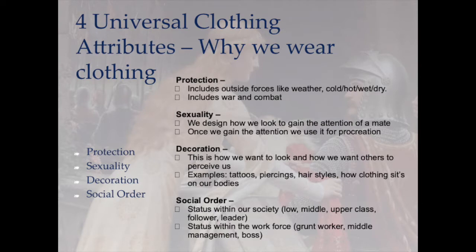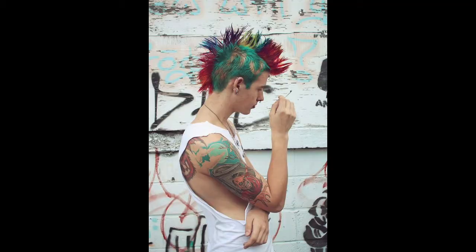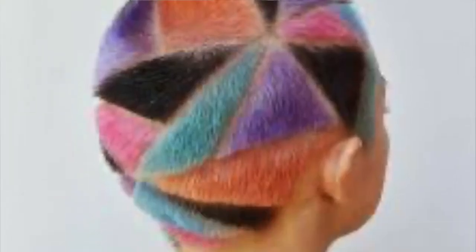Decoration. This is how we want to look and how we want others to perceive us. Examples of this are tattoos, piercings, hairstyles, and how clothing sits on our body. I sometimes have weird colors in my hair. I have lots of piercings, and I have some tattoos. Those types of looks that you're trying to create make you different and make you stand out from other people. I always say that I want more tattoos because I think it's like creating a story on your body, and your body is the canvas. So we do decorate ourselves.